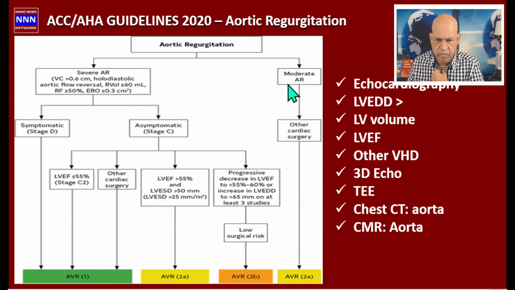Whereas moderate aortic regurgitation, if a person is going for other cardiac surgeries like mitral valve replacement, a mitral annular ring, tricuspid ring, or bypass surgery, then you replace the aortic valve at the same time because you don't want to come back 6 months or a year later and try to do that again.